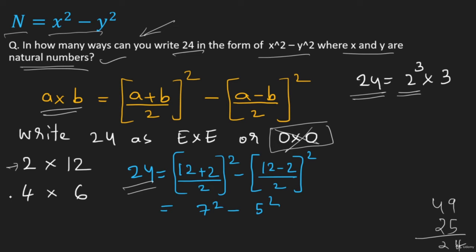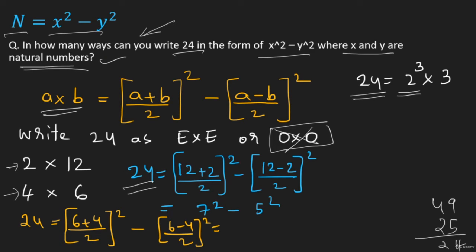Now let's use this one, 4 into 6. I can write 24 as (6 plus 4)/2 the whole square minus (6 minus 4)/2 the whole square. That's equal to 5 square minus 1 square. And 5 square you know is 25. 1 square is 1. So 25 minus 1 is also equal to 24.